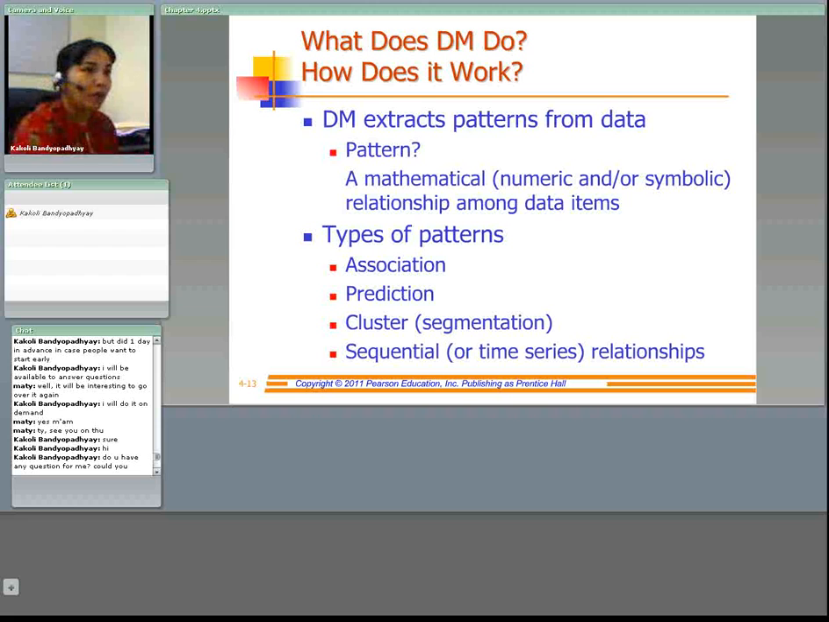Next, we will talk about how data mining works. That is our topic number 3, how data mining works.